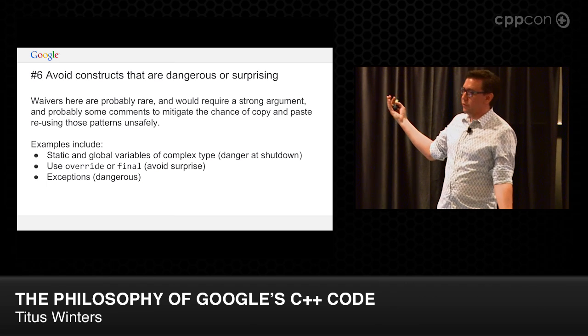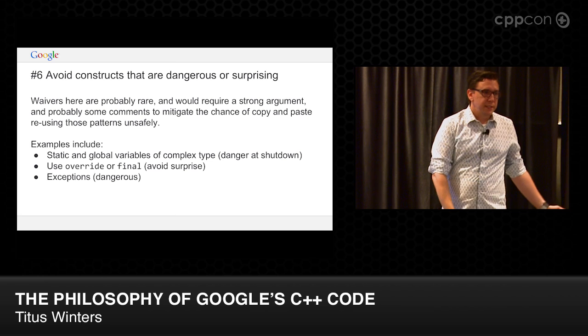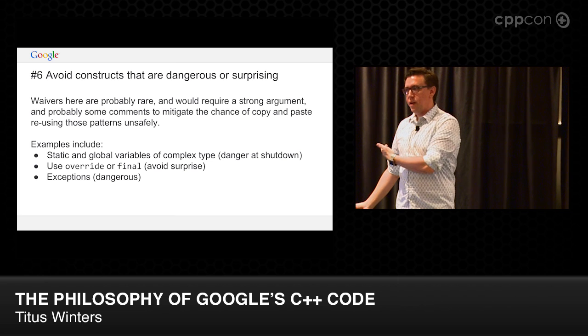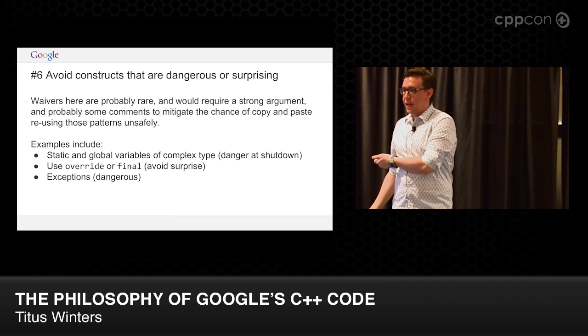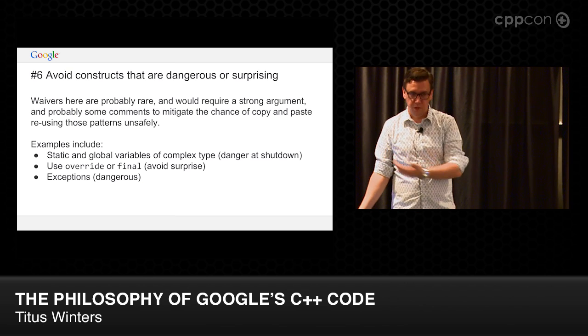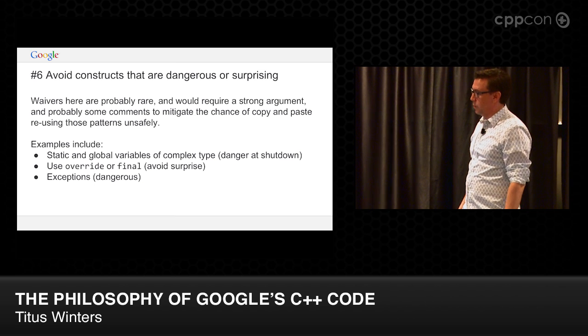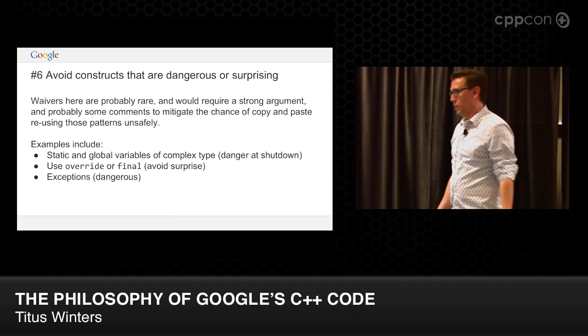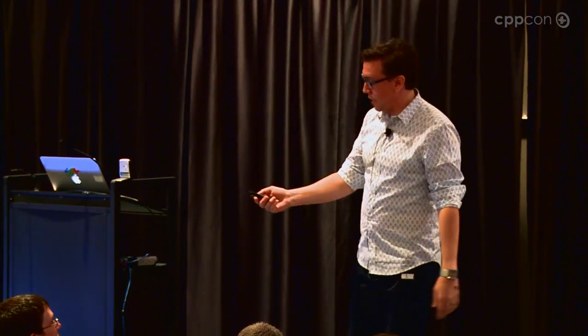Static and global variables of complex type, things that have destructors that do work. In a multi-threaded system, they may have been destructed while some other thread is still running and accessing them, and then badness happens. Right? We disapprove for that reason. This is hard for a lot of people to really internalize and subtle. Using override and final, again, this avoids the surprise of why did this not work? I don't understand. And exceptions can just plain be dangerous in a code base that's not exception safe.